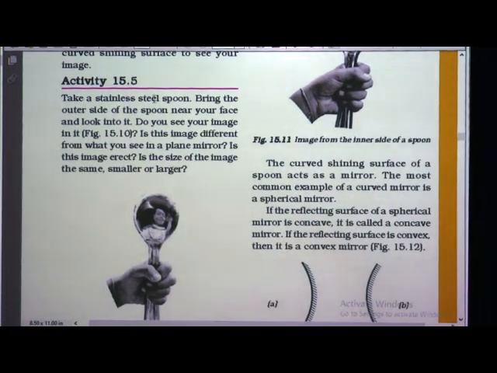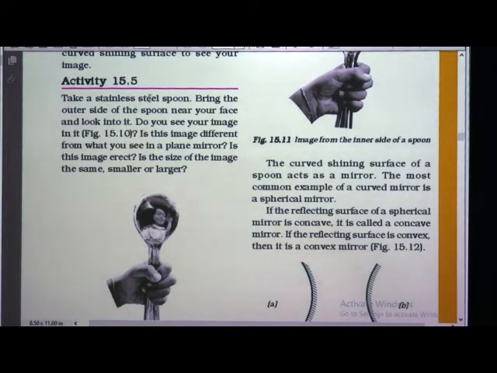Take a stainless steel spoon, bring the outer side of the spoon near your face and look into it. So, do you see your image in it? Is this image different from what you see in a plain mirror? So, here it is given that you have to perform this activity. You have to take a shining surface, whatever utensils are there in your home, and you have to see your images in these different utensils.